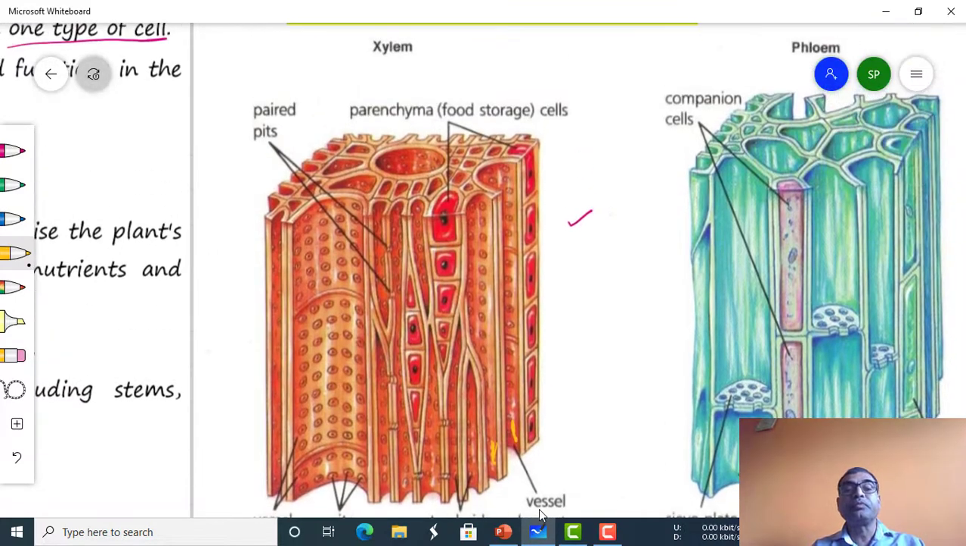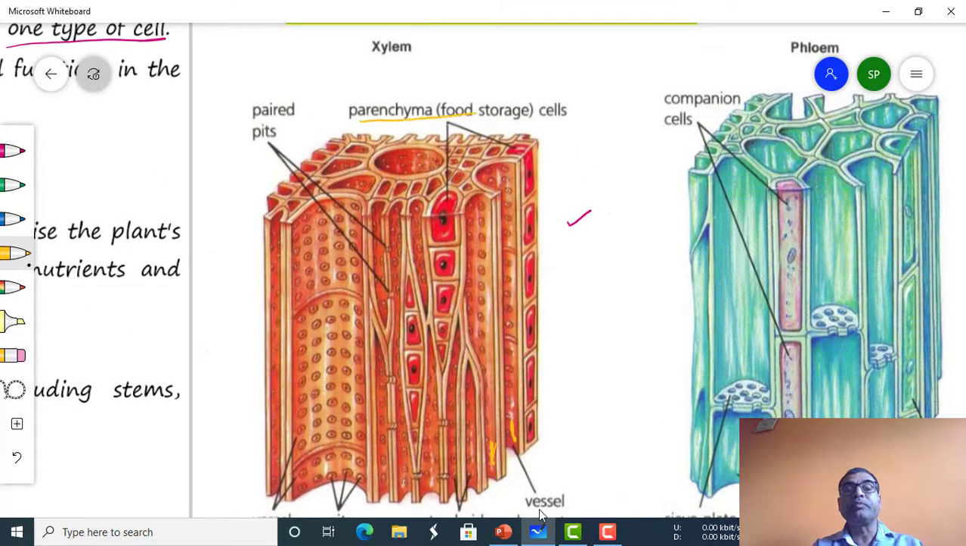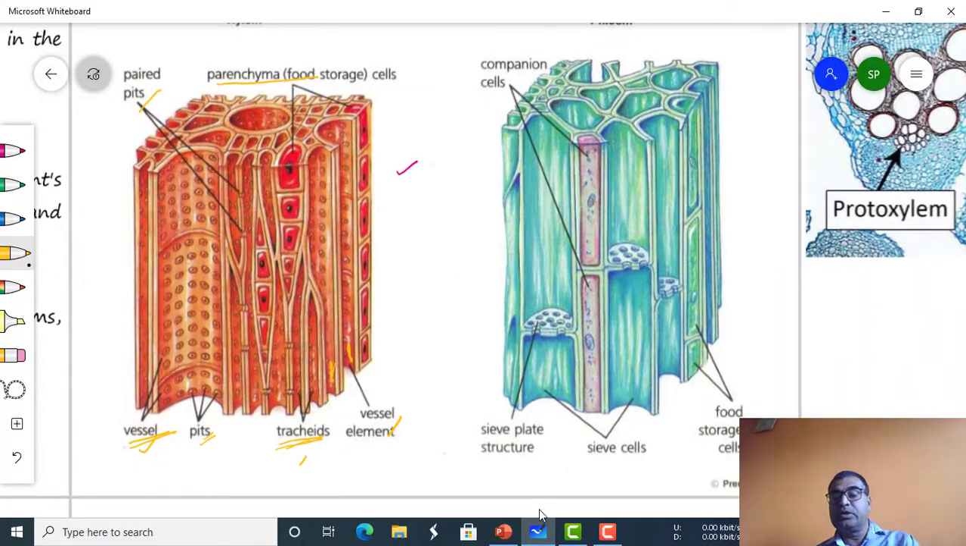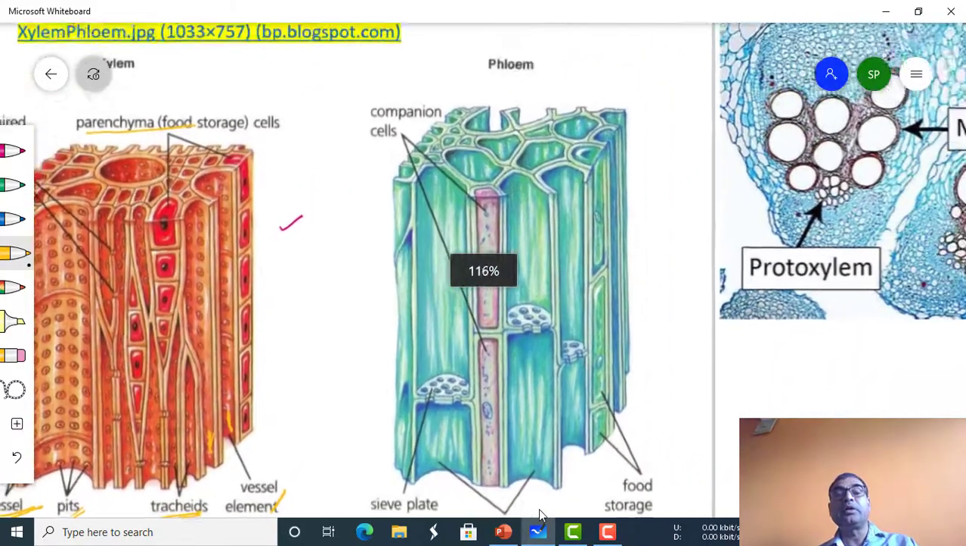Then the parenchyma, that means the parenchymatous cells which are associated with the xylem, are generally considered as xylem parenchyma. Then these are the paired pits. Vessel element, tracheid, vessels again. Now see, this one is a phloem.